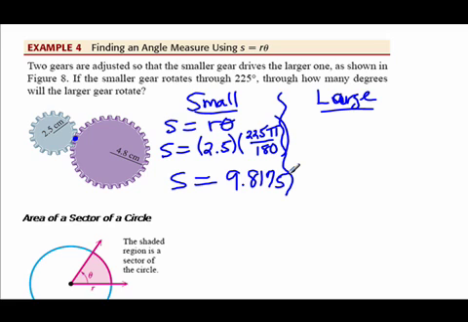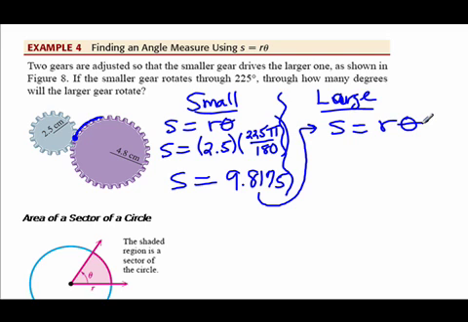Now that point that I'm talking about is shared by technically both gears. So if that point is moving 9.8175 units on the small circle, it's also moving that same distance on the larger circle. So we're going to carry this over to the next column, where now we're going to work the formula in reverse. What angle causes the big gear to have an arc length of 9.8175? So again, we'll start with S equals R theta.